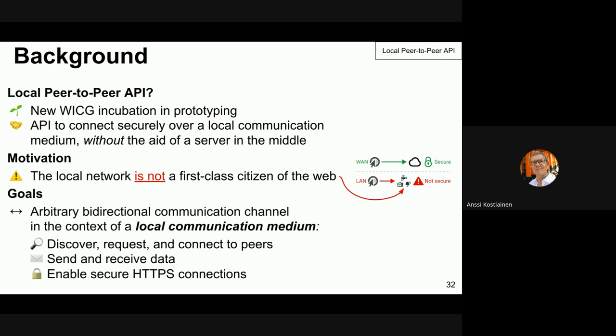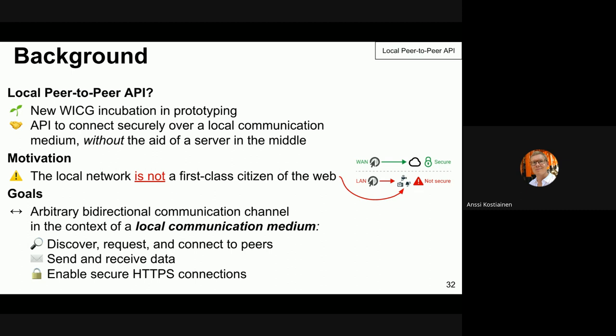So what we are basically trying to accomplish here is to create an offline-first version of P2P QUIC for the LAN use case in principle. That's the broader picture. The local peer-to-peer API enables browsers to connect securely over what we call a local communication medium. And of course, importantly, without the aid of a server in the middle.